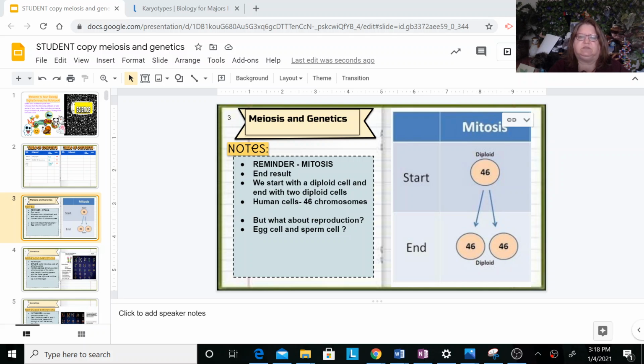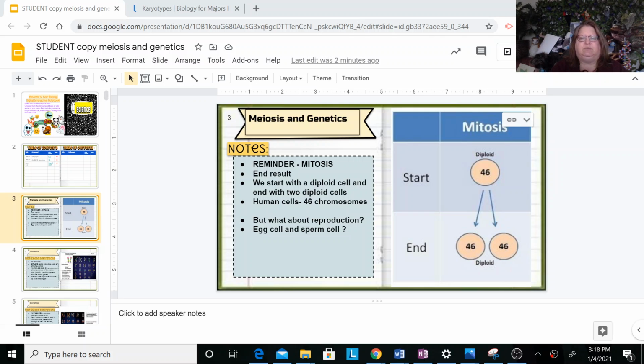About 3 or 4 weeks ago, we looked at mitosis. And mitosis was this process of cell division that occurs when we just wanted to replace the cells and make more cells. And the most important thing about mitosis is that when we start with 46 chromosomes, we end up with 46 chromosomes. We ended up with basically a copy of our cells.